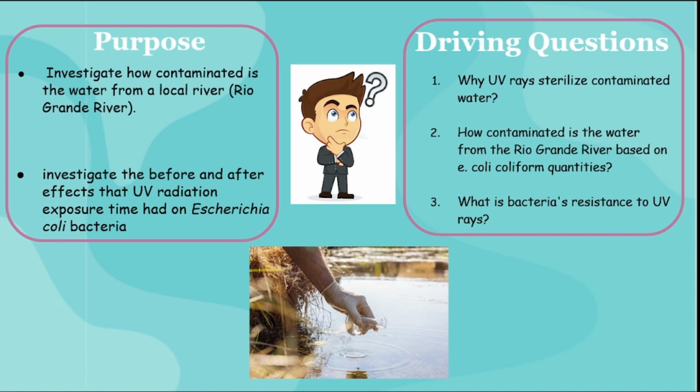The purpose of this lesson is to investigate the before and after effects of the disinfection method based on UV. At the end of this presentation, we should be able to answer these three questions. Why do UV rays sterilize contaminated water? How contaminated is the water from the Rio Grande River based on E. coli coliform quantities? And what is bacteria's resistance to UV rays?